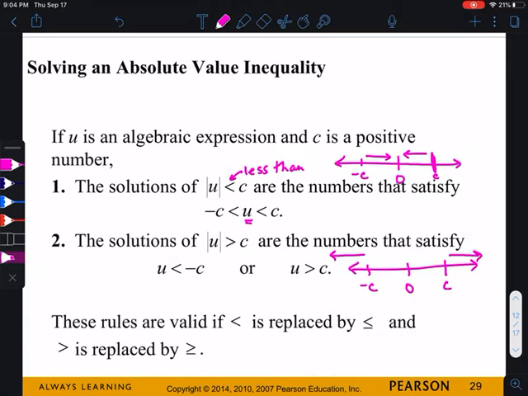Now, if you go back to Algebra 1 kind of concept, when you're in between those two endpoints, we called that compound inequality an "and." And if you're going either or, this would have been an "or" type of problem. So it says that these rules are valid if your less than sign is replaced by less than or equal to, and your greater than is replaced by greater than or equal to. Any of those signs are interchangeable.